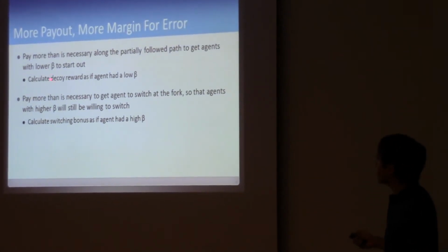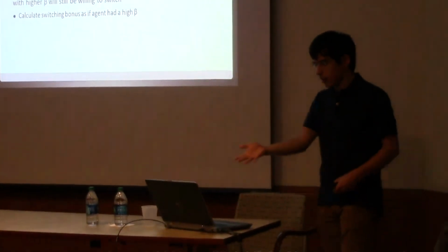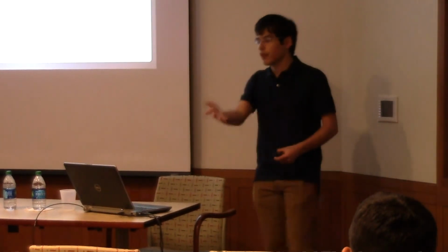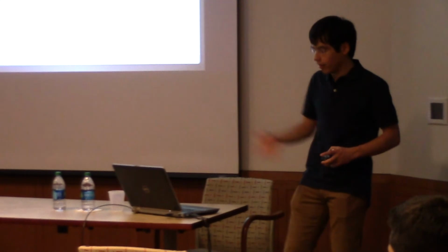for error. Suppose I calculated the decoy reward as if the agent had a low parameter, beta. Its discount bias is very low. I have to pay out more. It requires the decoy reward to be higher, but it does mean that I can get agents with lower beta to also start out at all.